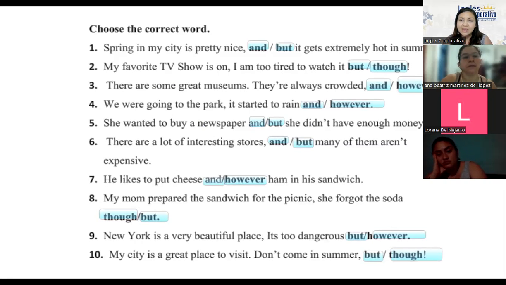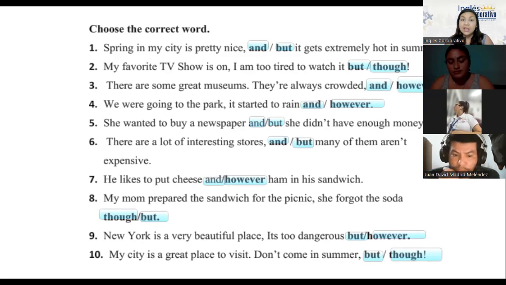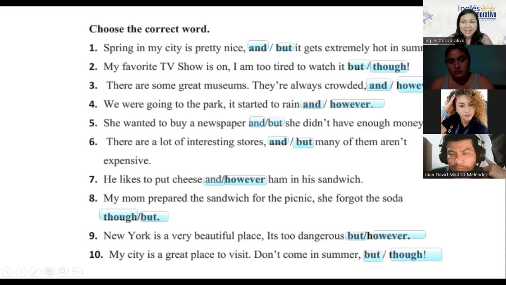Okay, what is the conjunction that we use to add more information? And. Yes. To contrast two ideas? But. So we can use however. But what is the difference? Where do I place however in the sentence? At the beginning or at the end? At the end.